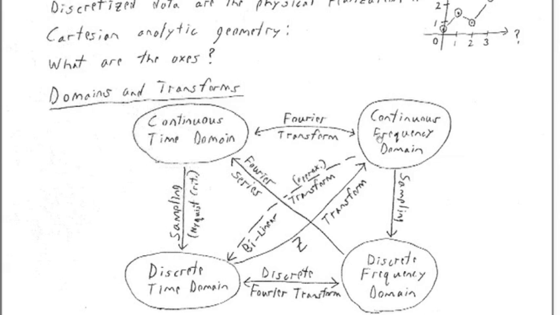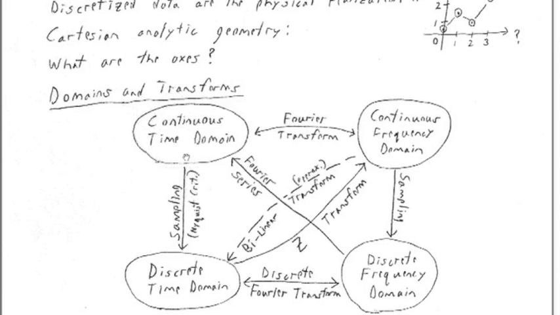Now there are functions which can't be Fourier transformed at all. There are functions that can't be sampled. So not all functions share this, but there's an awful lot of useful ones that do, and those are the ones we're going to deal with. Okay, and we're going to make plenty out of that.